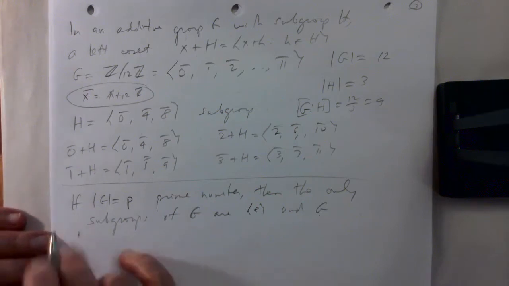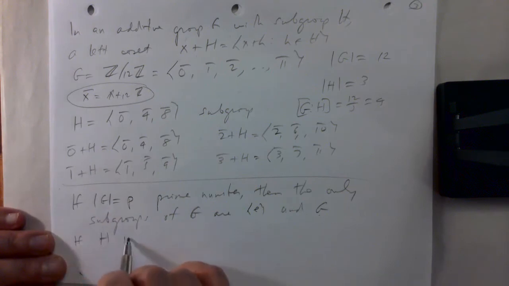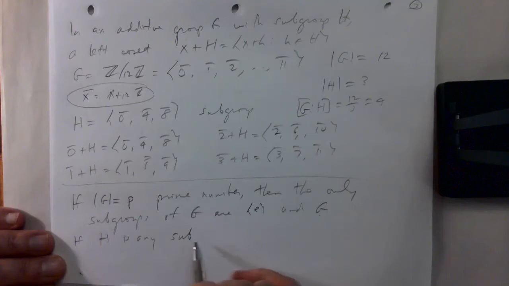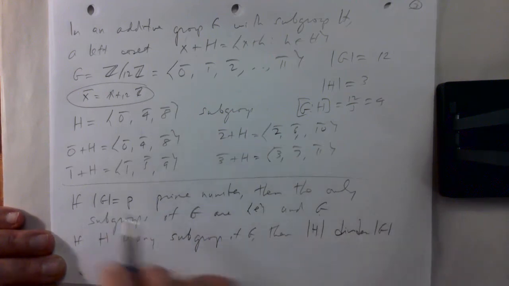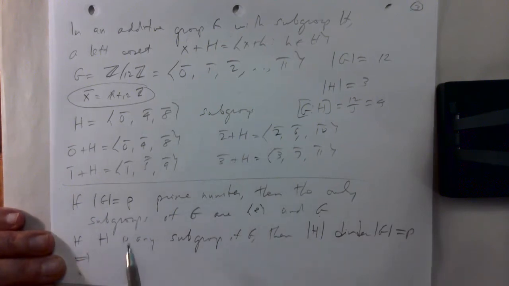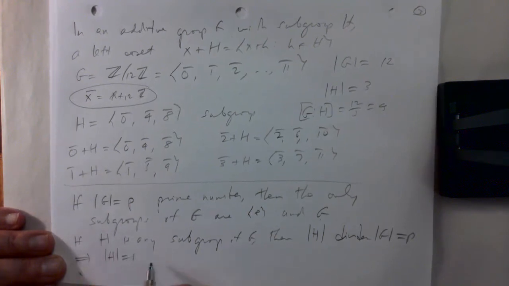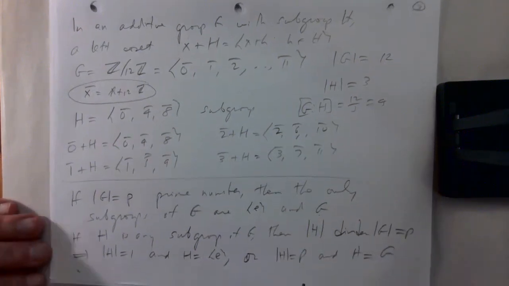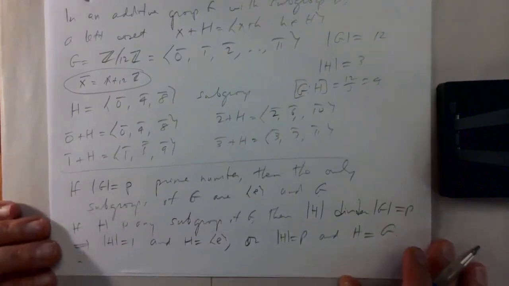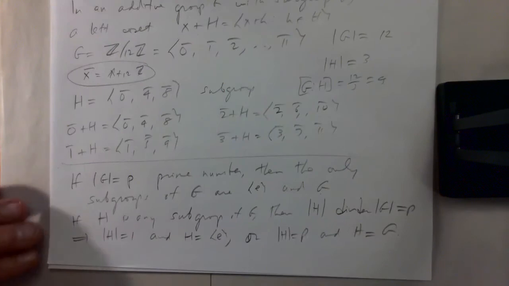Why is there no other subgroup? So if H is any subgroup of G, then the order of H divides the order of G. But G has a prime number of elements, which means, well, what are the divisors of a prime? Just one and itself. So either the order of H is 1, in which case H is just the identity, or the order of H is P, and H is equal to the whole group. So a group with a prime number of elements has no non-trivial subgroups.